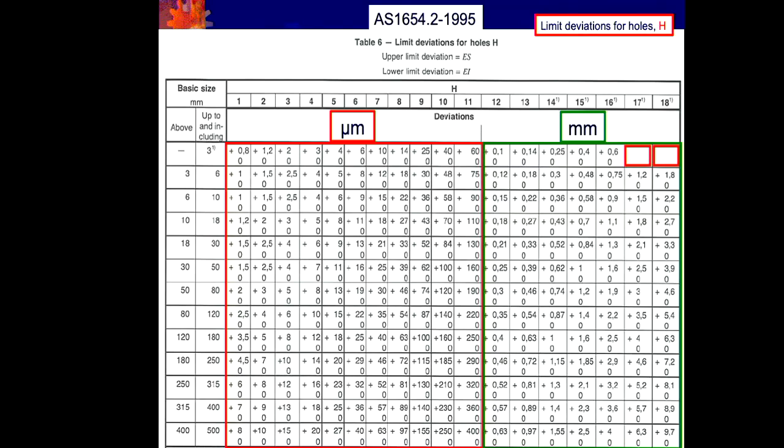Basic size, and I've put this one up, and this is, by the way, 1995. I will always use the 1995 one, the more recent edition. We haven't had any new editions since. And we've got, as I've indicated before, micrometers, but then as we get into larger sizes, H for basic size, up to 12 and above, we're looking at millimetres. The other thing I want to point out is there's a couple of blank spots up there.